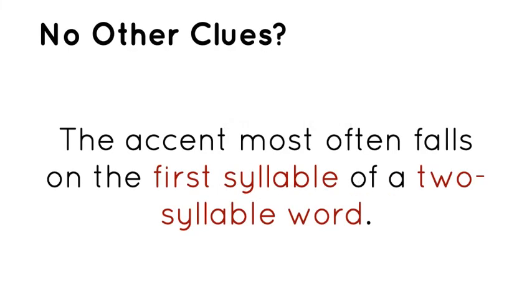So far, we've talked about a lot of generalizations, but there does come an occasional situation where there just are no other clues. If there's no inkling of any of these generalizations fitting, the accent most often falls on the first syllable of a two-syllable word. And this is something that works for us more times than not. If it's not sounding quite right, after we do this, we can flip it, put the accent on the second syllable, and see if that sounds a little more correct.